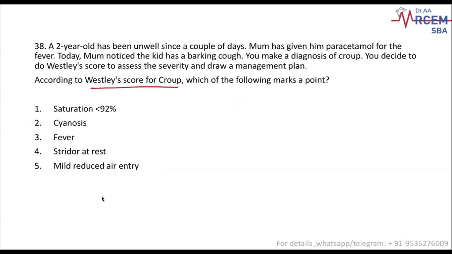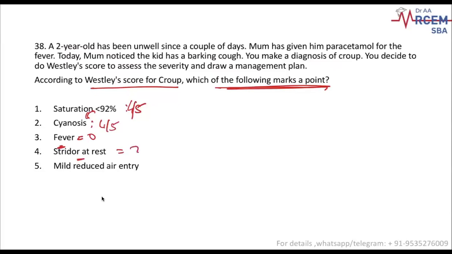Westley's croup score, which of the following marks a single point, they are asking. A saturation less than 95 is 5 points. Cyanosis is taken in the US. It is 4 or 5 points. Instead of saturations, you can take cyanosis if you are in the US. Fever is not included. It is 0 because it is not included in Westley's score at all.